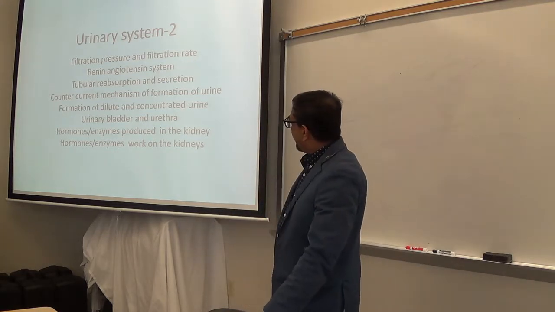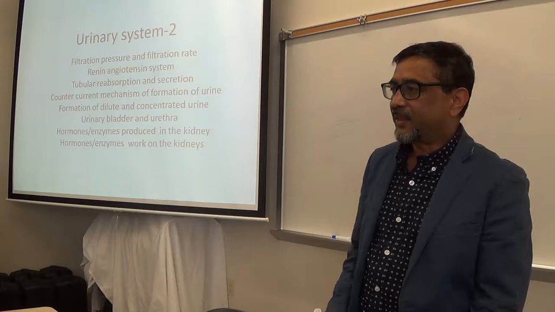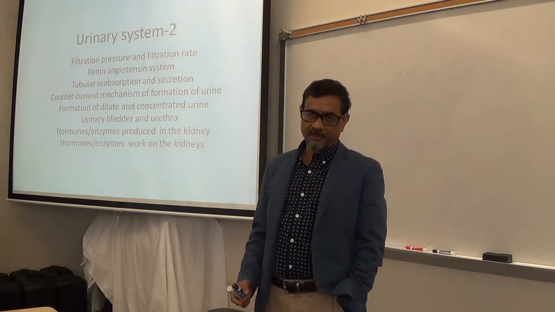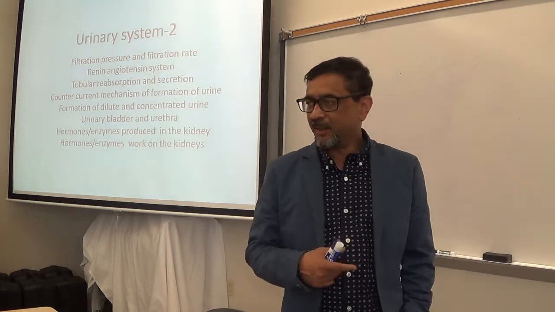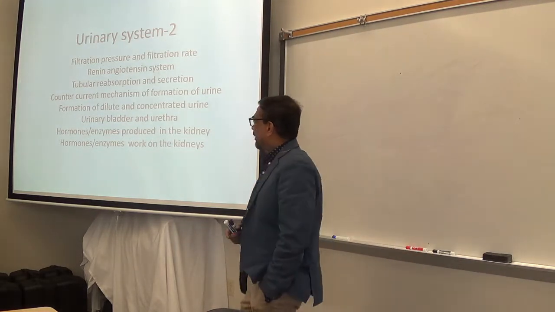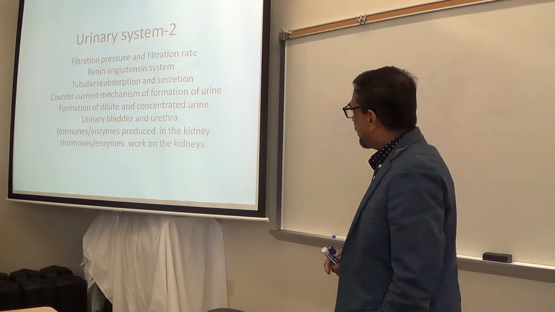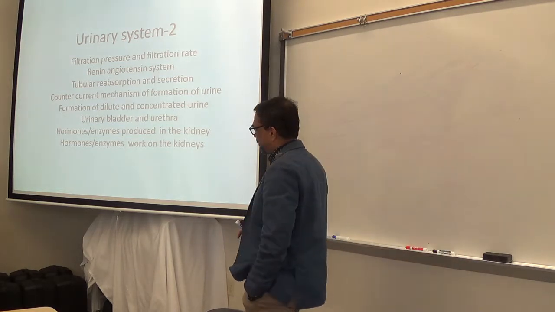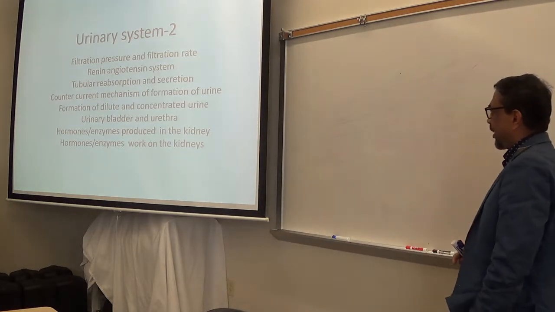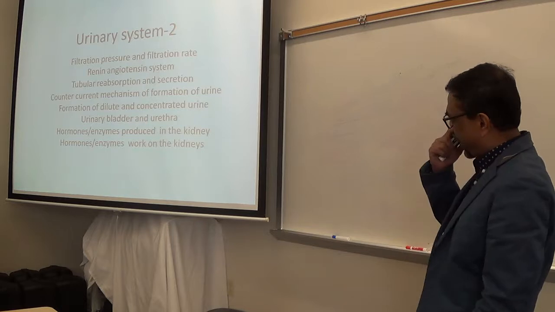Then we'll talk about the renin-angiotensin system. Renin-angiotensin system is responsible for regulating the blood pressure. So blood pressure regulation is the function of this system. Then we'll talk about the tubular reabsorption and secretion, countercurrent mechanism of formation of urine. What is that? Then we'll talk about the mechanism of dilute and concentrated urine production.